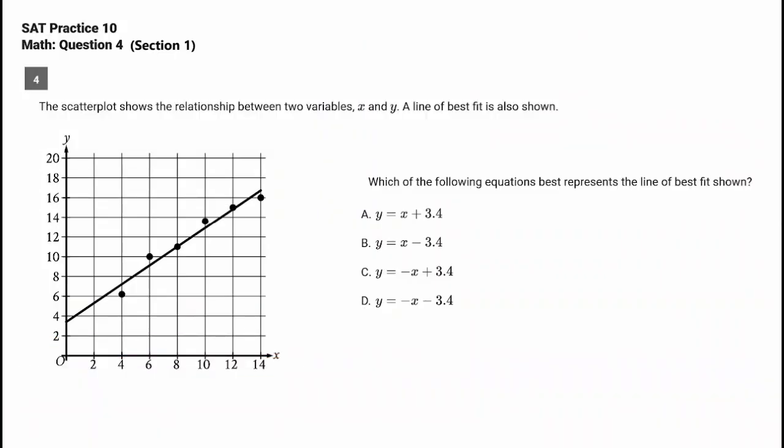We're on SAT Practice Test 10, Math Section 1, Question 4. What's the level of difficulty here? It's a very easy question. Easy questions have easy answers. The scatter plot shows the relationship between two variables x and y. A line of best fit is also shown. There's the line of best fit. Which of the following equations best represents the line of best fit shown?